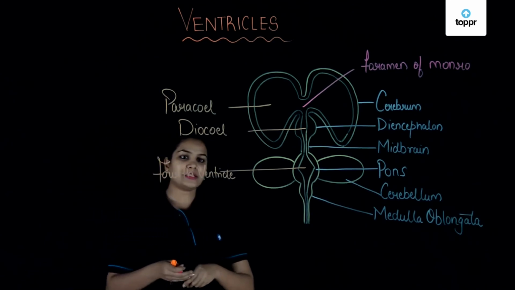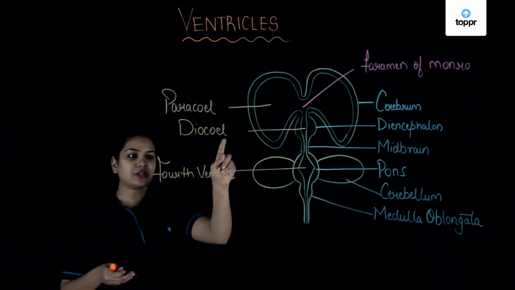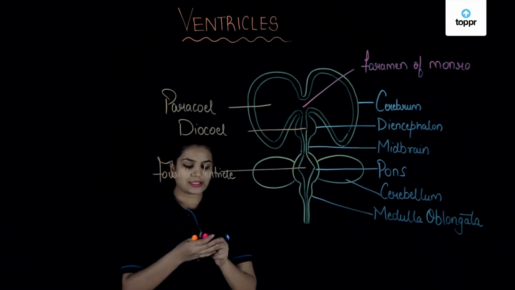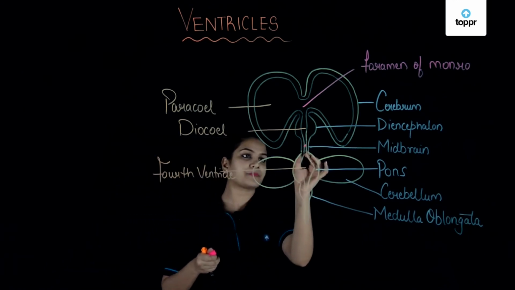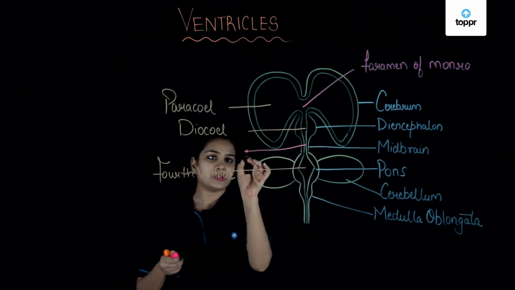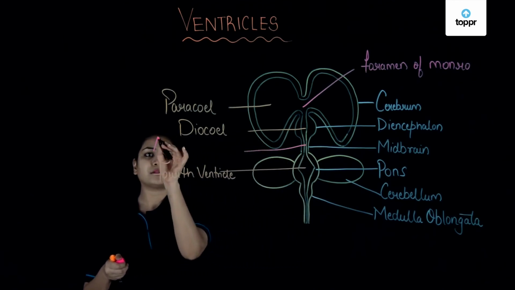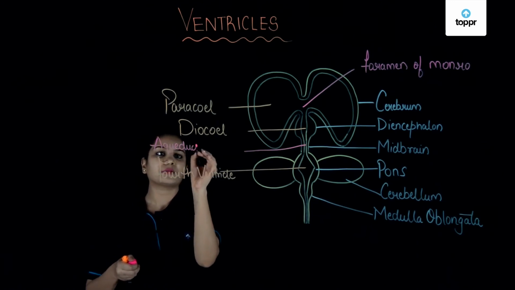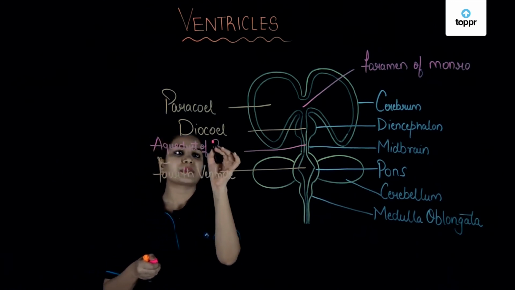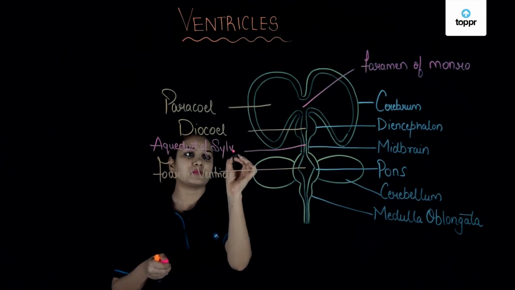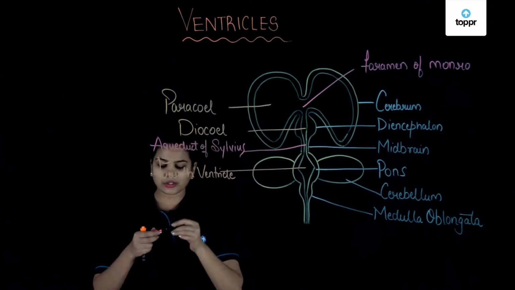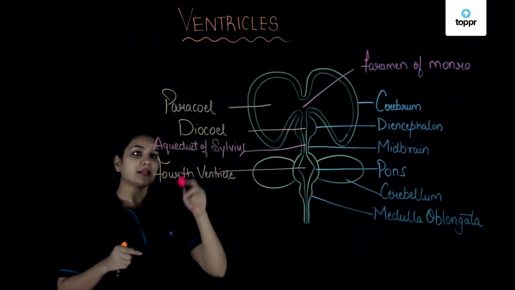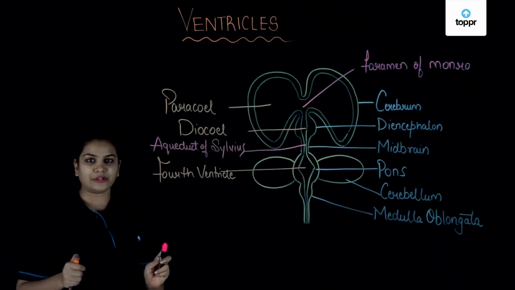Next, between the third ventricle and the fourth ventricle, there is a duct which is called the Aqueduct of Sylvius. This is the Aqueduct of Sylvius, which connects the third and the fourth ventricle.